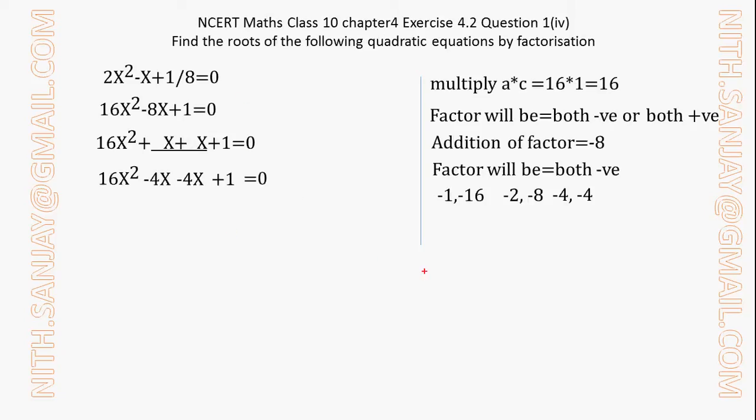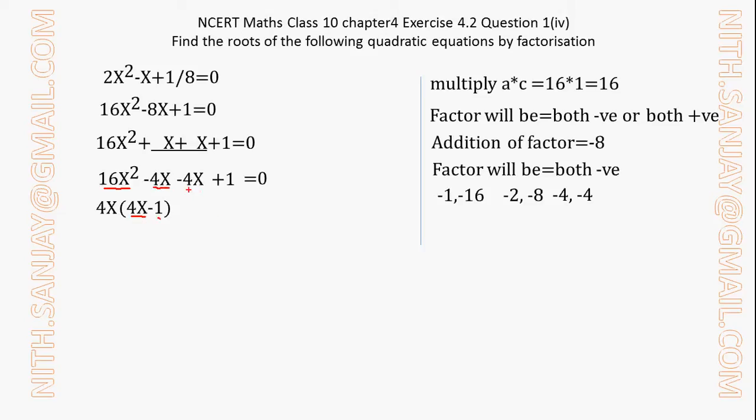So now the trick of solving the quadratic equation by factorization is that we have to split this middle term into two terms. Once we have done that, the next step is very easy. We will take common from these two terms. We will take 4x common from these first two terms. So we are left with 4x minus 1, because if I take 4x common from 16x square, I will be left with 4x, and if I take 4x common from 4x, I will be left with minus 1.